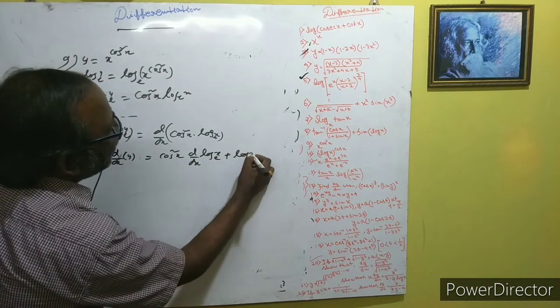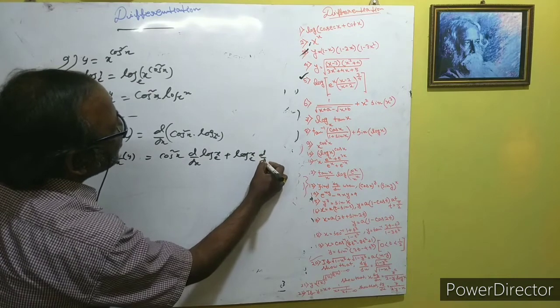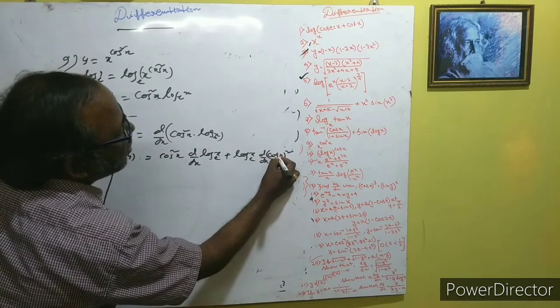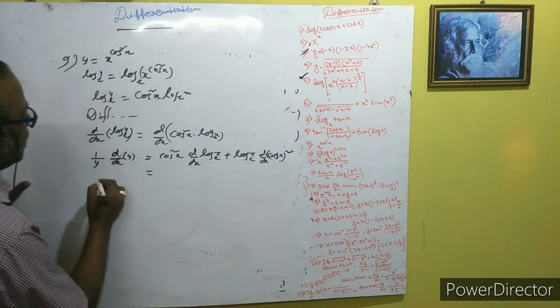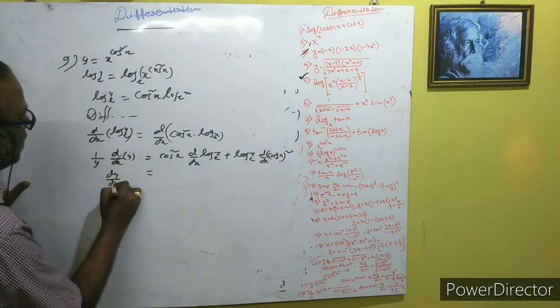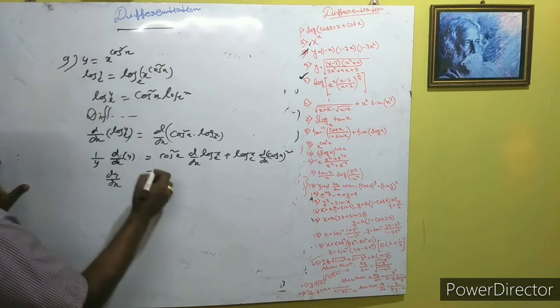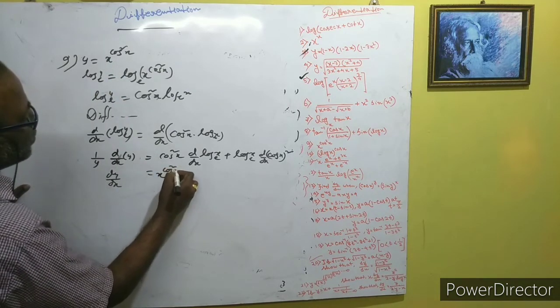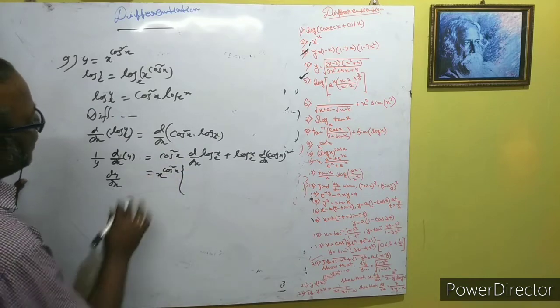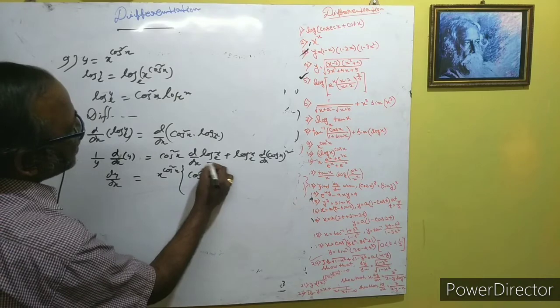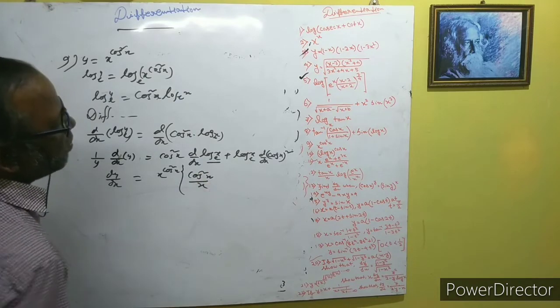Again, log x to the base e, and d/dx of cos²x. This is cos²x. Here dy/dx, and 1 by y, I am multiplying this part. So y means x to the power cos²x. And write this left hand side here, this is equal to this. And this is here cos²x and d/dx of log x is 1 by x.